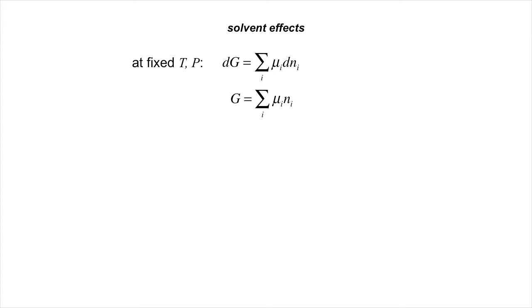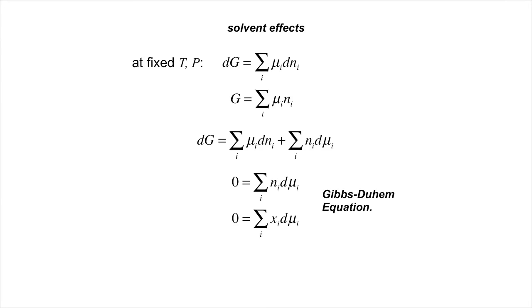If we now take a total derivative with respect to all the variables, assuming nothing about how these variables vary with each other, we get the sum of μi dNi plus the sum of Ni dμi. Comparing to the expression above, and requiring both to be true at the same time, we require that 0 equals the sum of Ni dμi. Or by extension, 0 is the sum of xi dμi. This general result is called the Gibbs-Duhem equation, which places a constraint on how the chemical potentials of various species in the system can vary with respect to each other.